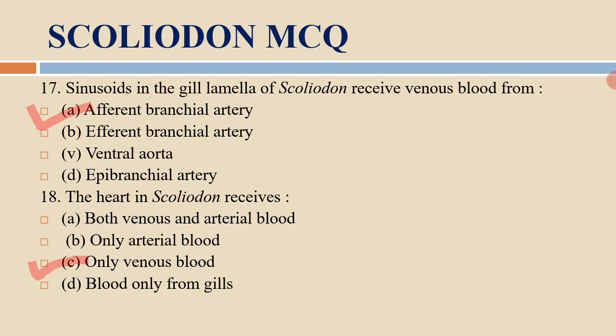Next one: the heart in case of Scoliodon receives which type of blood? A. venous and arterial blood, B. only arterial blood, C. only venous blood, and D. blood only from gills. So in case of Scoliodon, the blood which comes into the heart is only venous blood, that is, impure blood. So this heart of Scoliodon is also called a venous heart.